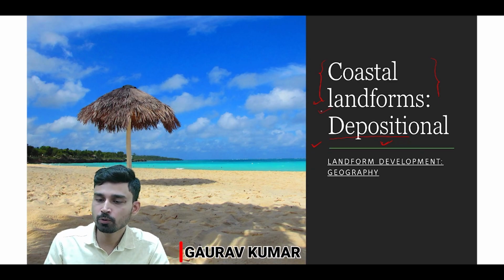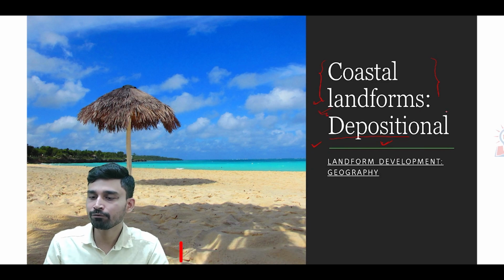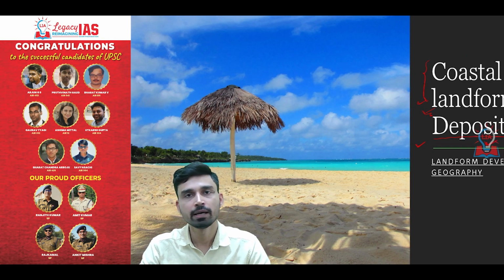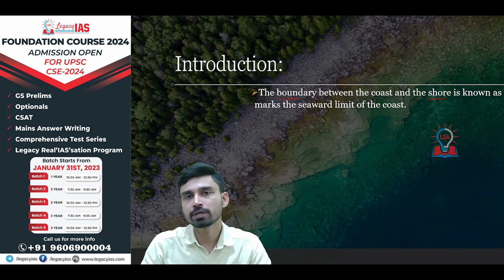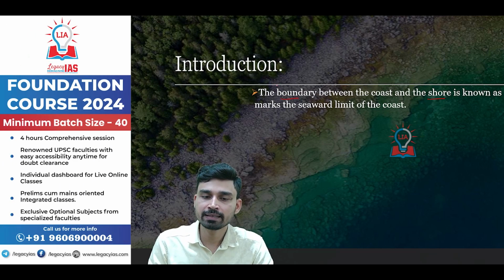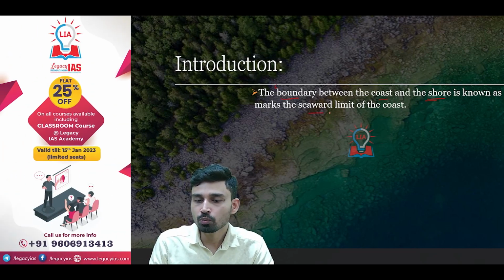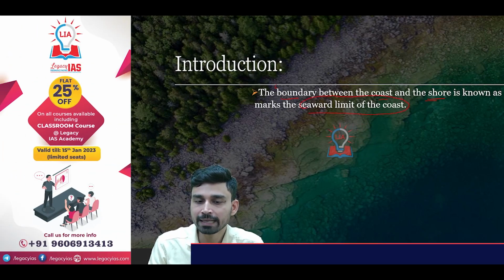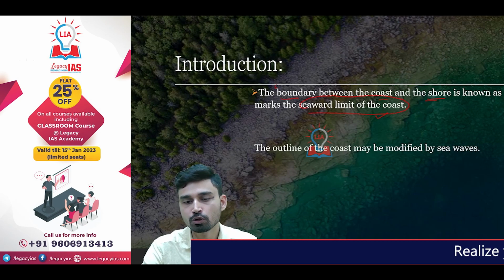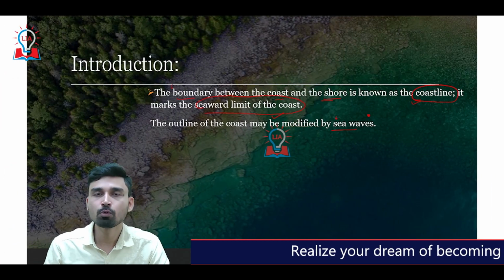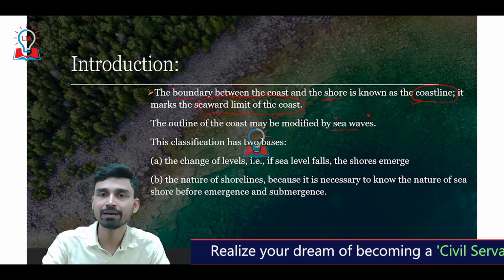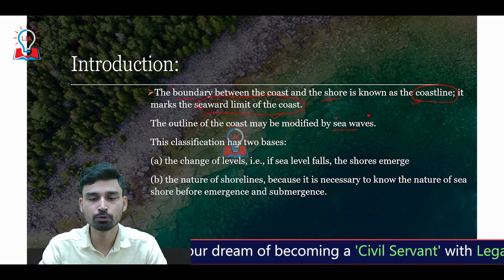In today's video, we are going to discuss depositional landforms that develop in the coastal area as a result of the action of sea waves. First of all, let us understand what a coastline is. In simple terms, we can define it as a boundary that exists between the coast and the shore, and it is very important because the coastline marks the seaward limit of the coast. The outline of the coast may be modified by the sea waves, and this modification creates landforms which can be erosional as well as depositional.